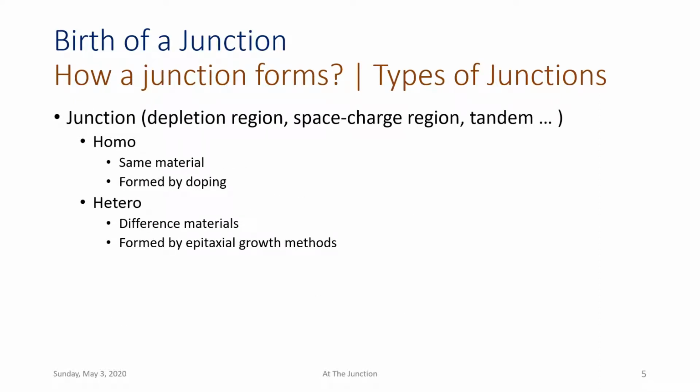A junction has many names. It's called a junction. It's also called a depletion region or space charge region, and in the case of solar cells, we hear the word tandem solar cells.